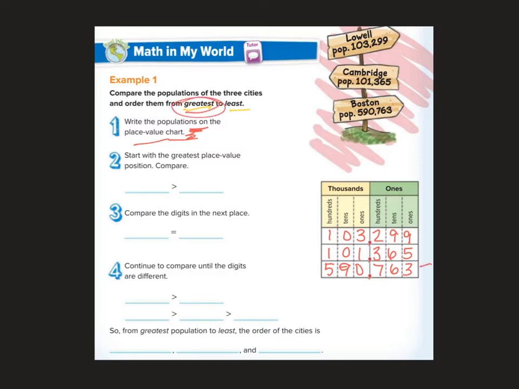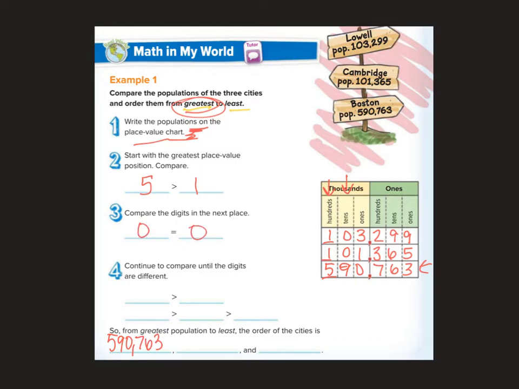So we can obviously see Boston is the biggest one. All right, so we're supposed to start with the greatest place value position and compare. So if I'm looking at the 100,000s place value, we have 2 1s and a 5. And we know that 5 is larger than 1, right? If the digits were the same, we would need to compare the digits in the next place. So continue to compare until the digits are different. So anyways, we know the greatest is 590,763. If we look at the 10,000s, we notice they're both zeros.